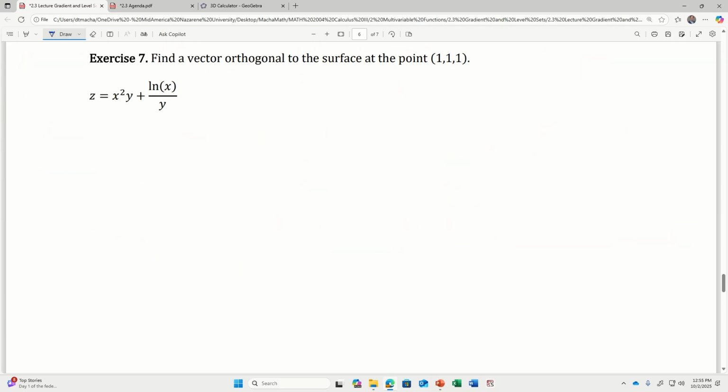Okay, find a vector orthogonal to the surface at the point 1, 1, 1. This is a surface because I'm defining my coordinate z as a function of coordinates x and y in space. So I'll show you how to do this. First, rewrite this as a level surface of a 3-variable function.